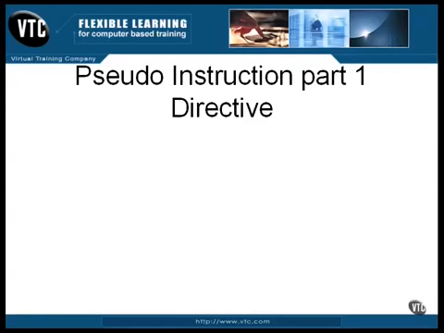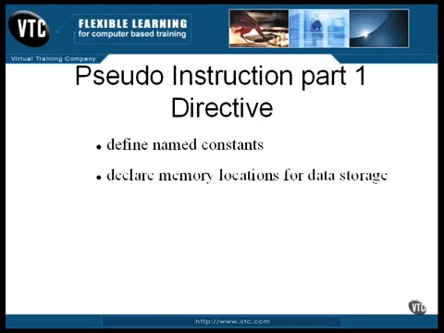The previous lesson demonstrated some directives. It described the equate instruction that can be used to define constants, and several instructions you can use to declare locations in memory to hold data. But there are a number of pseudo instructions that do other things.